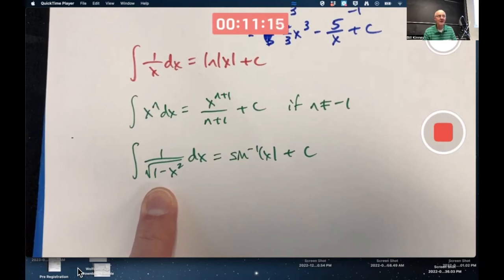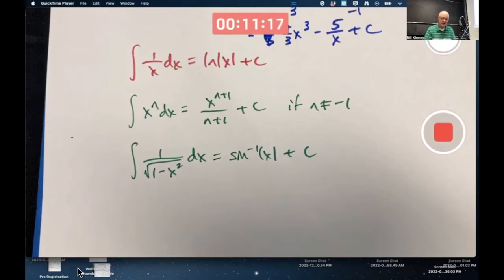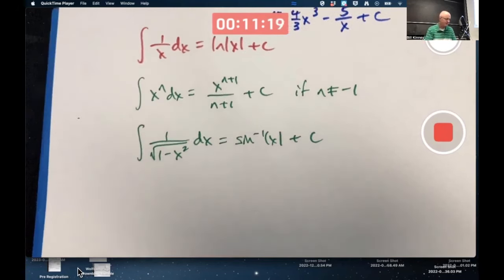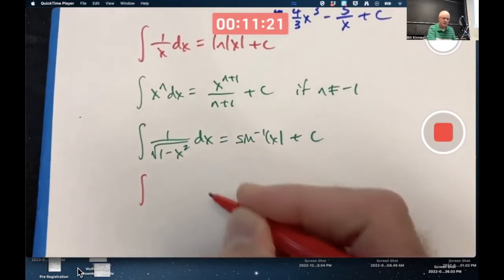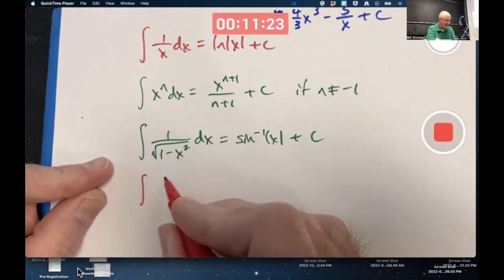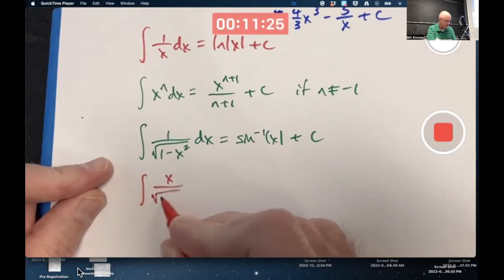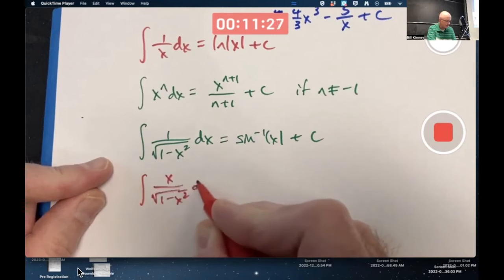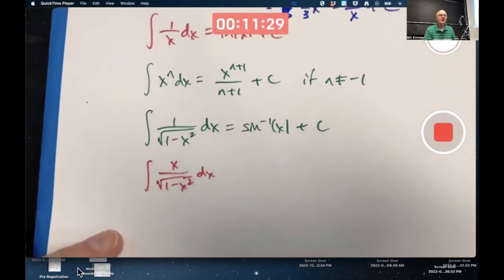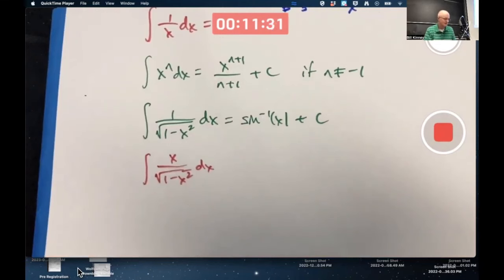Integration can be that hard. And even just slight changes in the problem can make you have no idea what to do. For example, if I change this function to an x over square root of 1 minus x squared, it's not clear what to do. Does the answer involve inverse sine? Not so clear. Is there a way to do this one? Yeah, there is. It's a little trick.